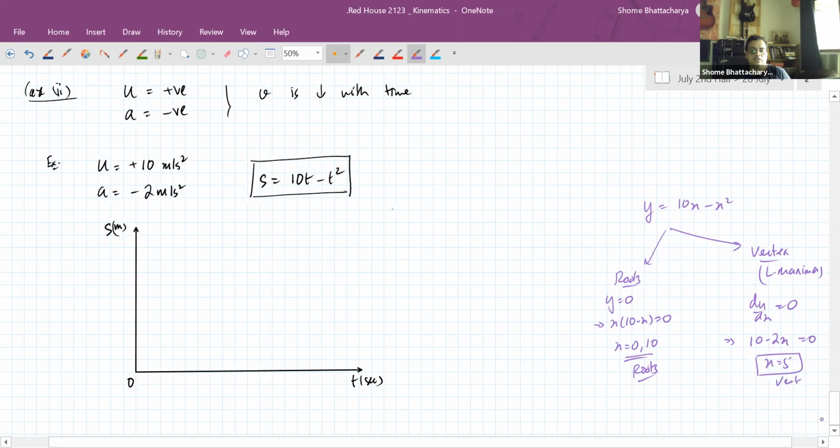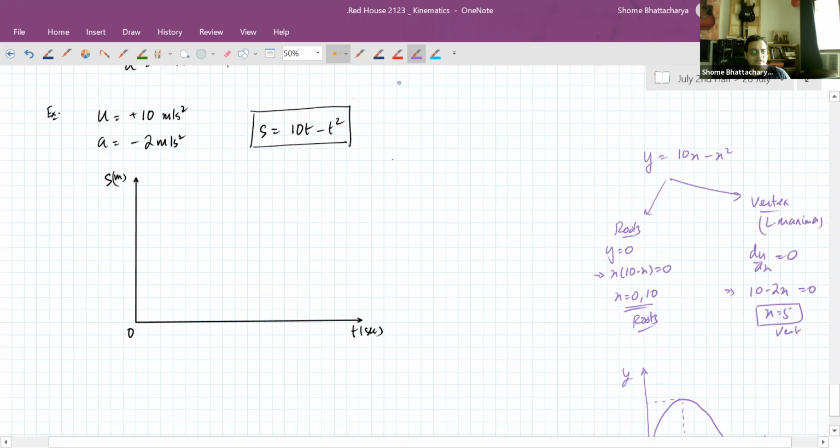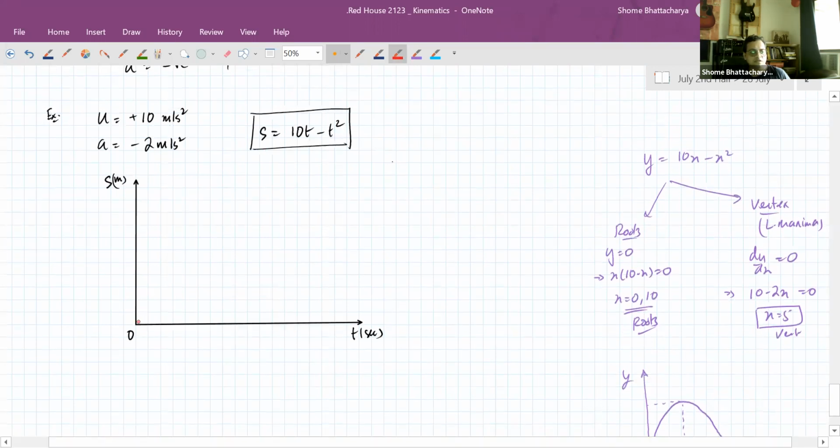Okay. So in general, how will the graph of this one look? It has two roots. It has 0 as the root and x equal to 10 as the root. And the parabola is shaped like this. This vertex point will be 5, at which we will have the local maximum. So accordingly, now we have to take that portion of the graph which is for positive domain or non-negative domain. So our s versus t graph will look like this.